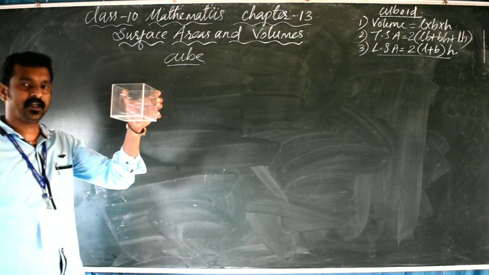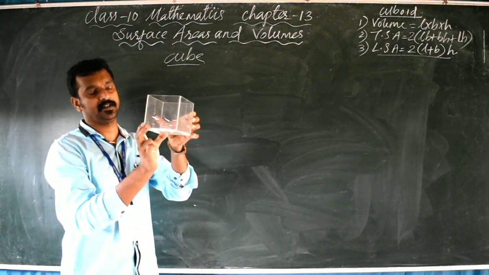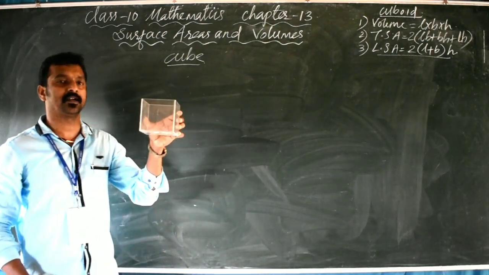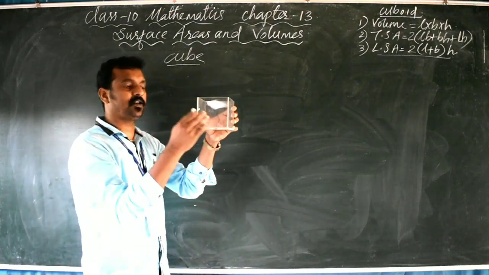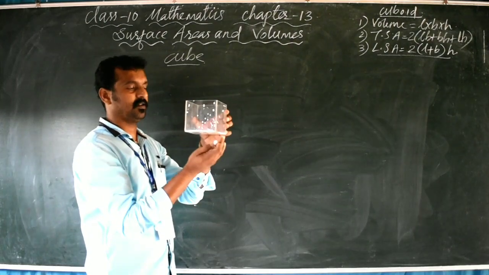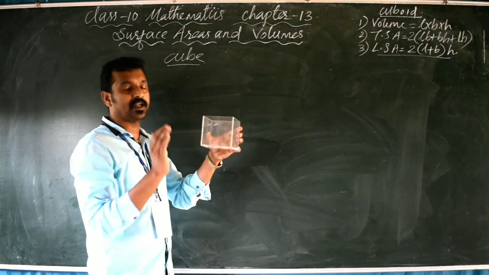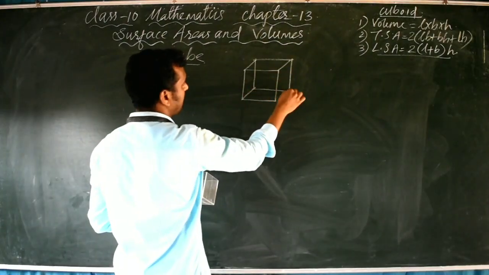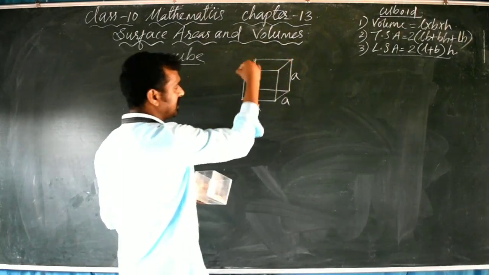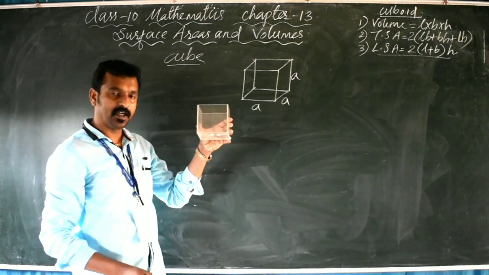is a cube. It is in the form of a cube. Can you say what is the difference between a cuboid and a cube? A cuboid has length, breadth and height, all different. But in a cube, all edges are equal. Length, height, breadth, whatever it may be, it has only one edge length. Its all edges are equal. Length is A, breadth is A, and height is A. All the edges will be A only. If you take one edge equal to A, it means all the edges will be A only.